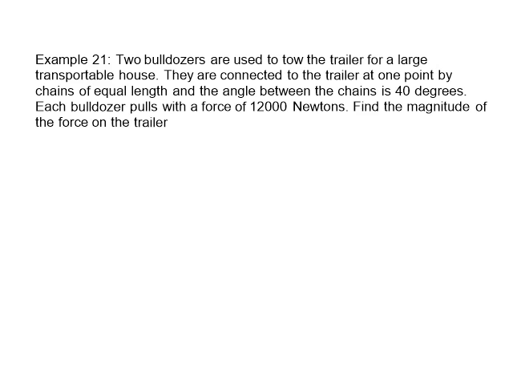Two bulldozers are used to tow the trailer for a large transportable house. They are connected to the trailer at one point by chains of equal length, and the angle between the chains is 40 degrees. Each bulldozer pulls with a force of 12,000 newtons. Find the magnitude of the force on the trailer.